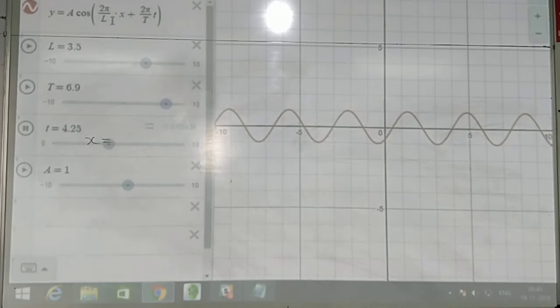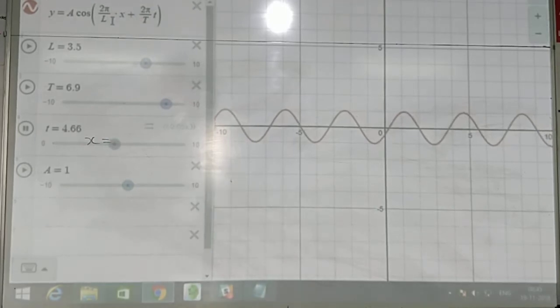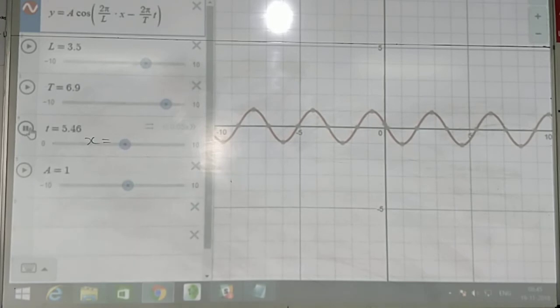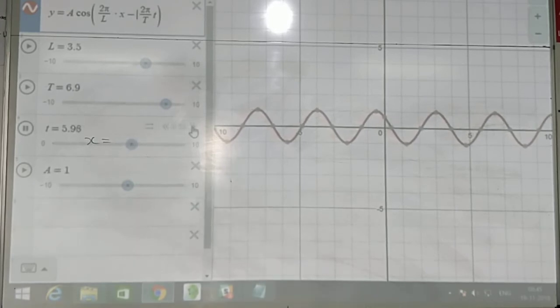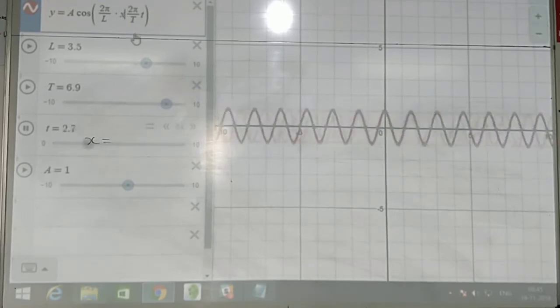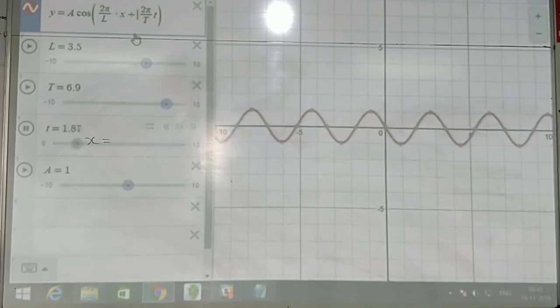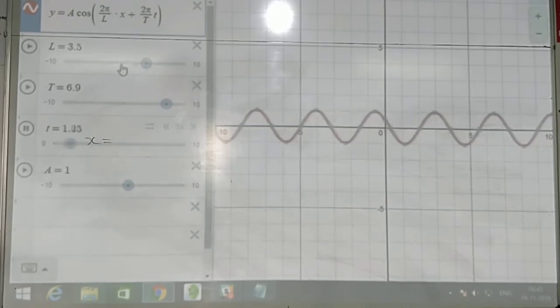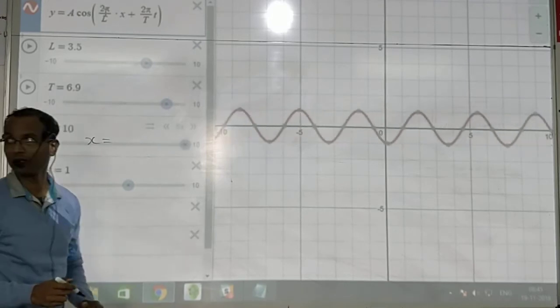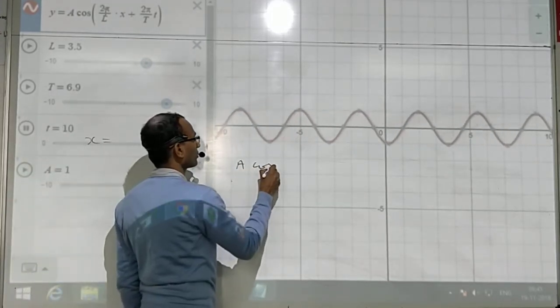For a given time, it tells you how frequently it repeats. So if you want it to go towards the right, it will be minus, it will move towards the right. You see, it will become a traveling wave towards the right. If you make it plus, it will become a traveling wave towards the left. So we are finishing with the equation for a traveling wave towards right or left. It is just A cos of, so this 2 pi by lambda is called K. SL will be qualitative, HL will be quantitative.